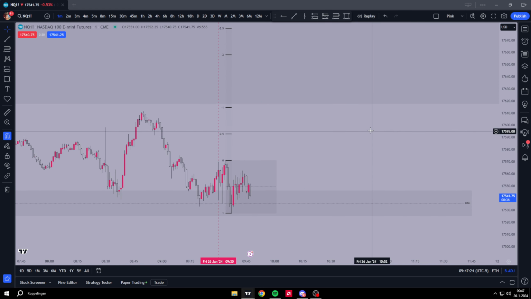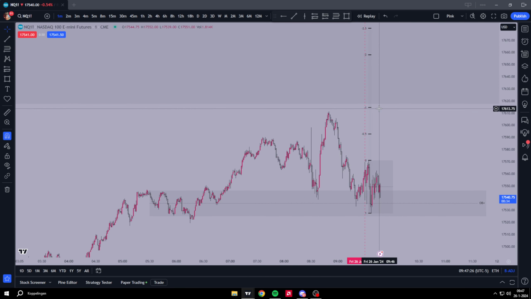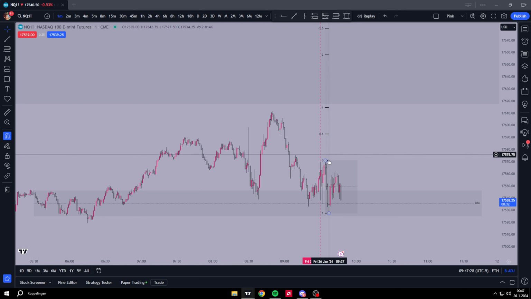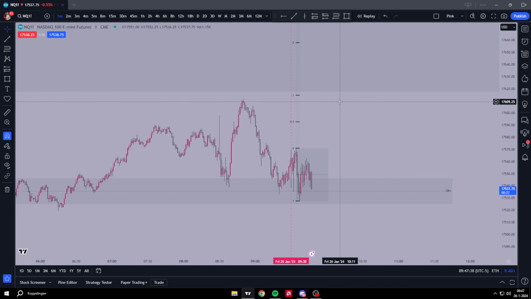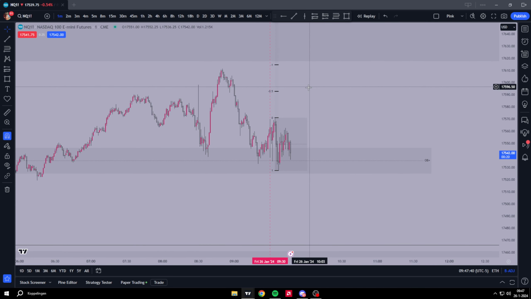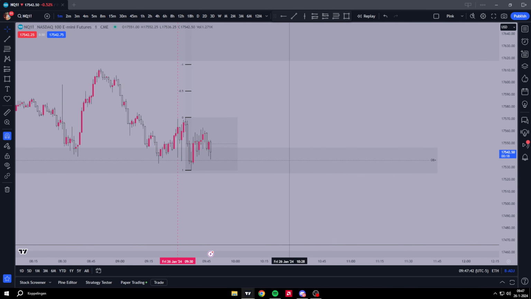That would also mean that we get our distribution to the upside, or our actual manipulation to the upside on NQ. So this would be our distribution on ES, and then this would be our manipulation on NQ. But we'll see what we do. So now we swept that low, so let's see if we can get any displacement to the upside.